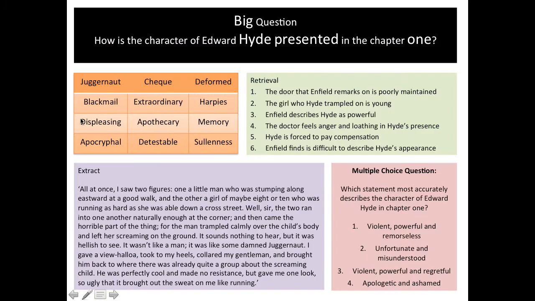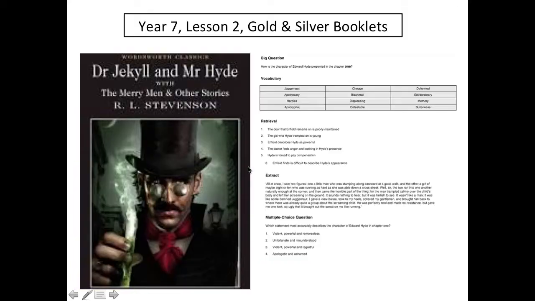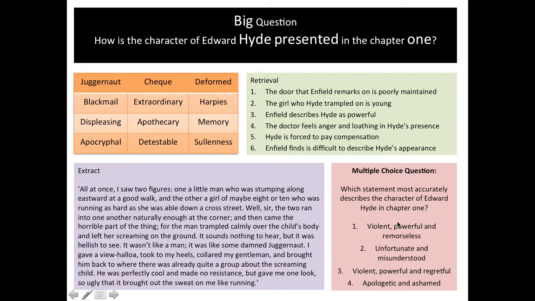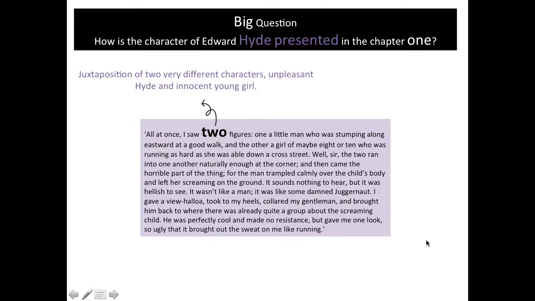I've got your vocabulary in orange, I've got your retrieval box in green, I've got your extract in purple, and your multiple choice in red. So the vocabulary that you get given, these orange boxes, that's there for you to really push yourself if you want to try and get the top marks. So you're looking up what these words mean and you are trying to use them in your responses. The retrieval is just to support you, explaining everything that goes on in this chapter, just for you to refer back to. The extract is really the bit that you need to be looking at to answer the big question, and then you've got your multiple choice question, which should just summarise what you've learned in this lesson.